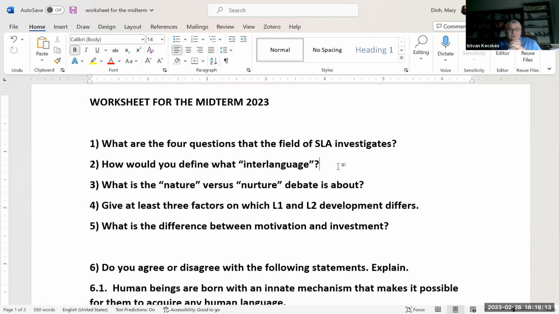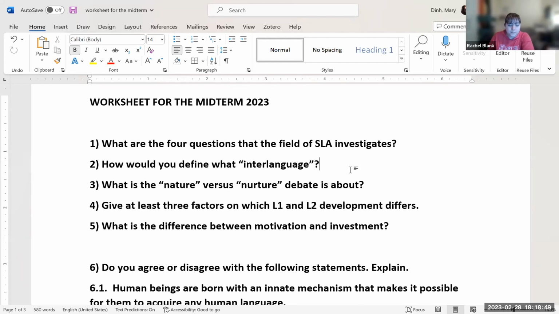The next question is nature and nurture. We talked about that at least 2 or 3 different times. So what is the difference between the 2 approaches, nature and nurture? What does that mean? What is this debate all about? Nature, the nature perspective believes that there's something innate about how you acquire language and use language. And the nurture side of the debate says that it's all input and how you're taught the language.